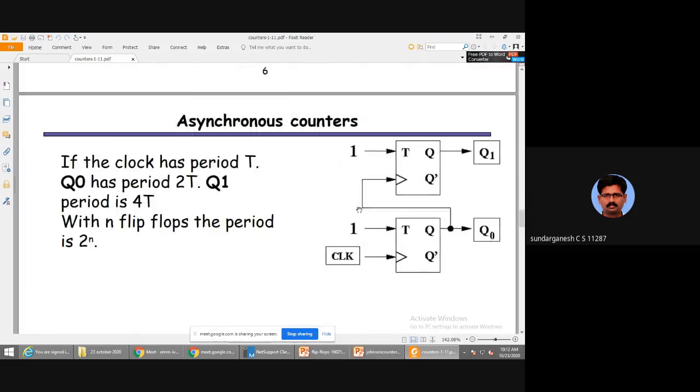So if we look at this counter, you have two flip-flops. One flip-flop is here, another flip-flop is here. These two flip-flops are connected together in such a manner that it becomes a 2-bit counter. The first flip-flop output is connected as input to the second flip-flop. So Q0 has a period of 2t, Q1 has a period of 4t. For n flip-flops, the period is 2 to the power n.